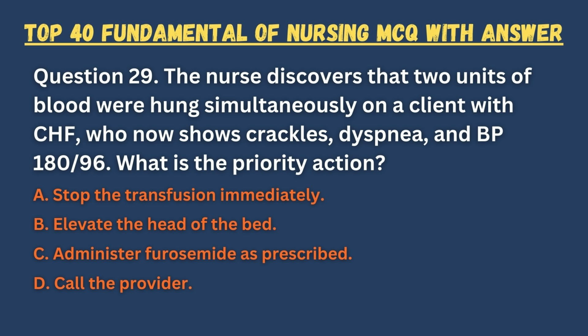Question 29. The nurse discovers that 2 units of blood were hung simultaneously on a client with CHF, who now shows crackles, dyspnea, and BP 180/96. What is the priority action? A. Stop the transfusion immediately. B. Elevate the head of the bed. C. Administer furosemide as prescribed. D. Call the provider.